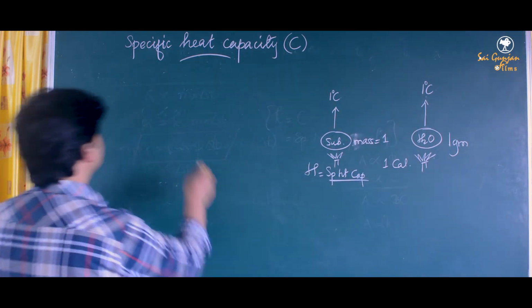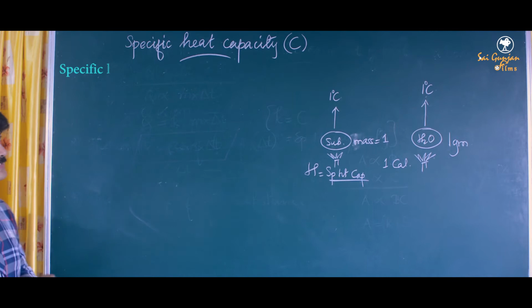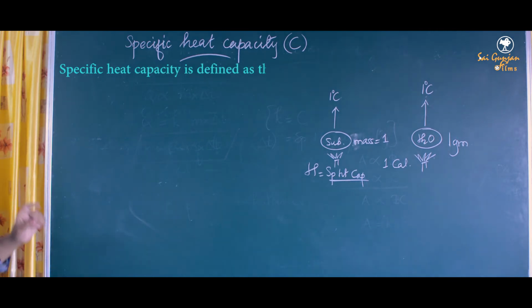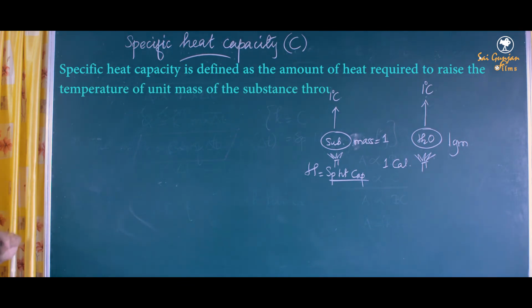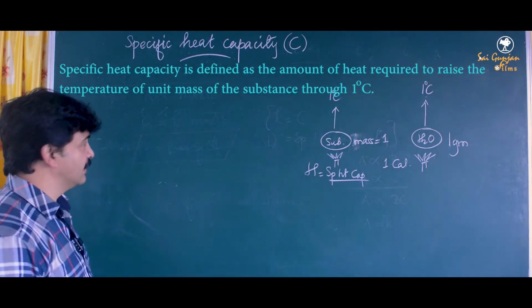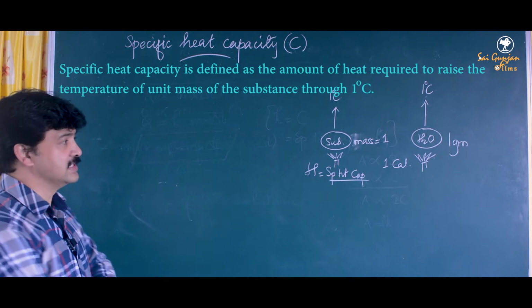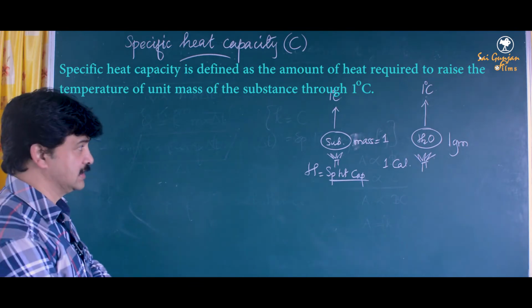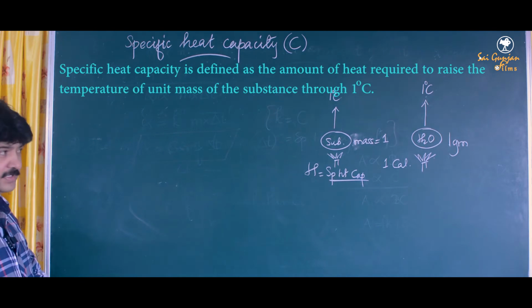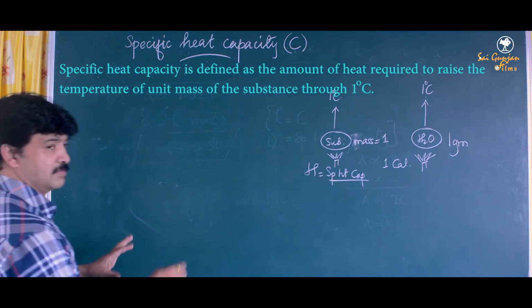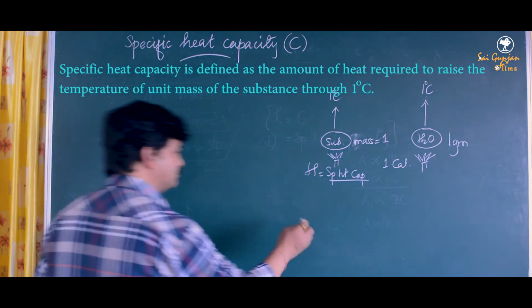Okay, so how do you define specific heat capacity? It is defined as the amount of heat required to raise the temperature of unit mass of a substance through 1 degree Celsius. And there is another way of defining specific heat. We get the same definition from this relation also.